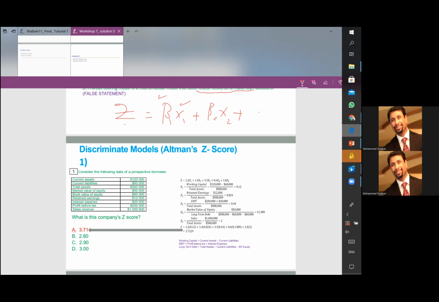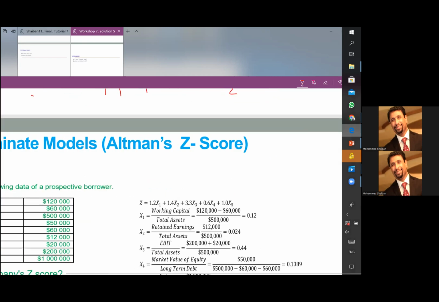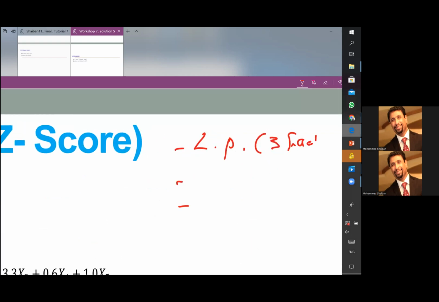Okay, now let me come to here and talk about the discriminant model. Remember, please, in the slides, we have three models. We have the probability model, the linear probability model. This is three factors, X1, X2, X3. And we have the logit model, because the linear probability model has problems, so we use the logit model to solve it.